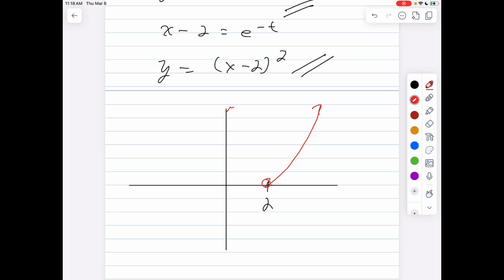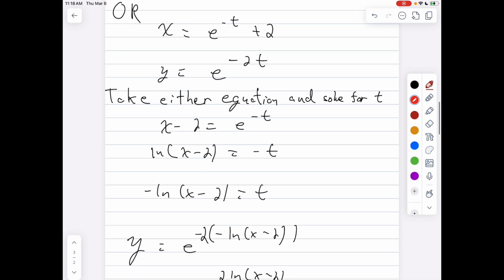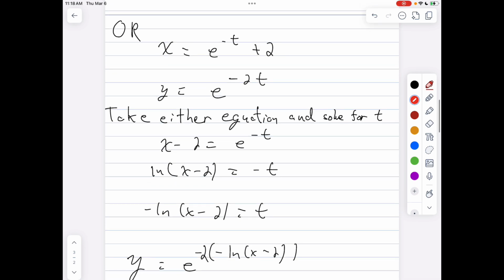So you can certainly eliminate the parameter and graph, but you have to pay attention to the domain that's given by the original parametric equations. Okay, so let's look at the same problem, but let's go ahead and try to eliminate the parameter in a different way.